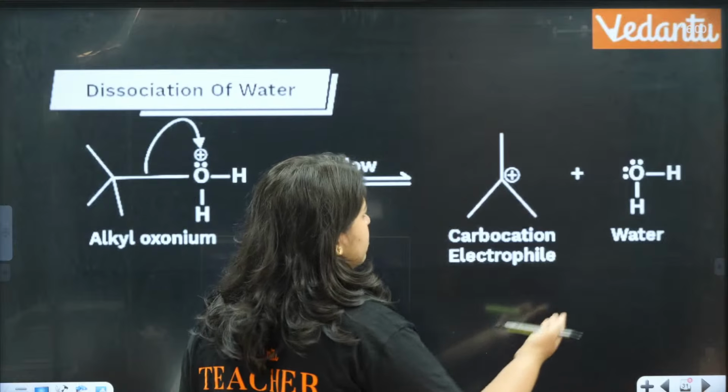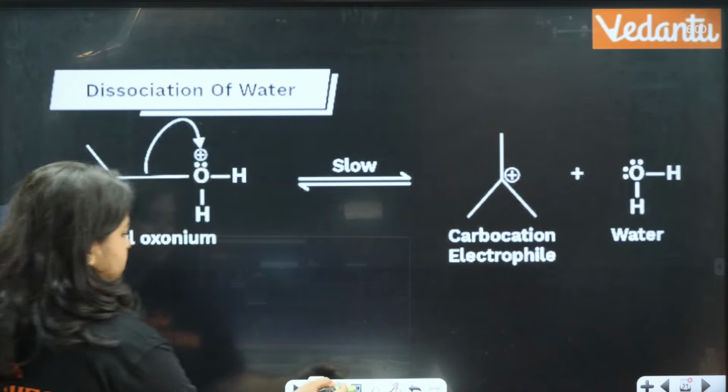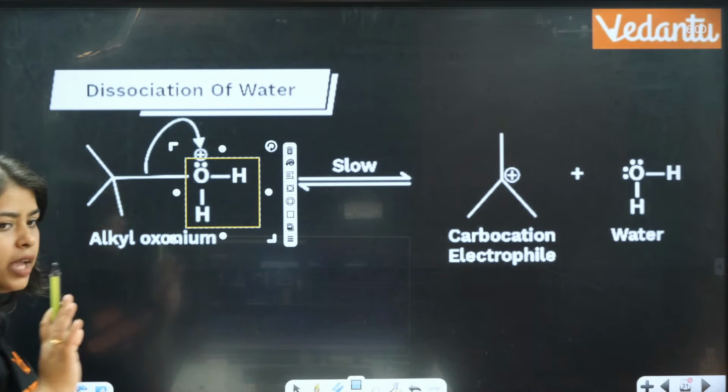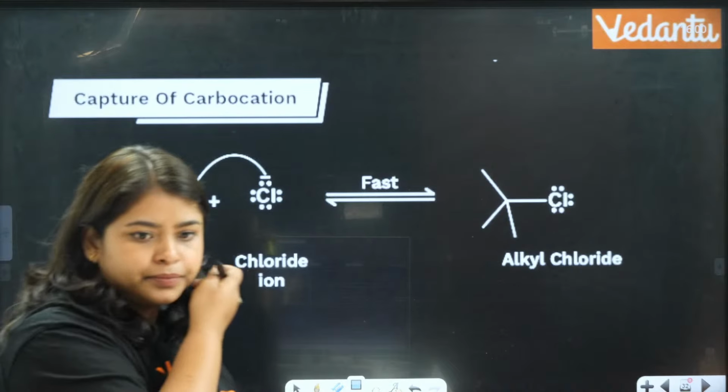Then, you see, water forms and separates, and the carbocation electrophile remains. Meaning what? Hydrogen has been removed. In a simple way, dissociation of the water means removal of the water, so note that. Okay, removal of the water. Done? Okay?